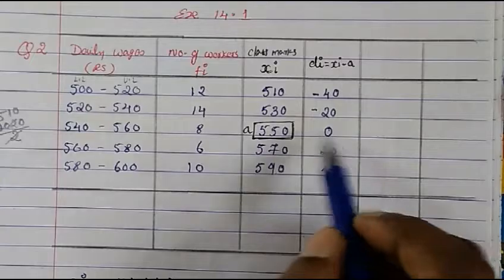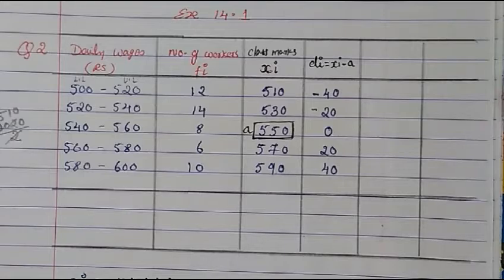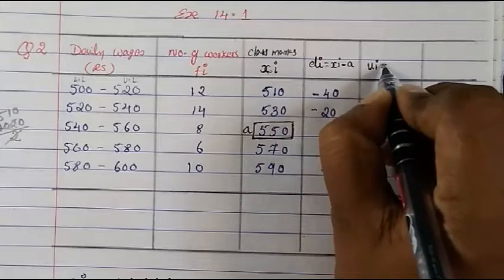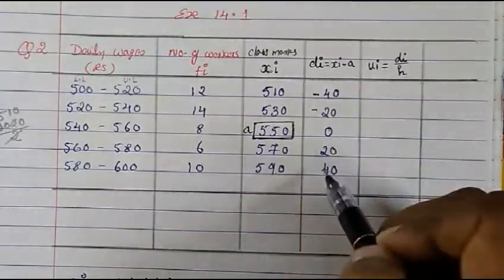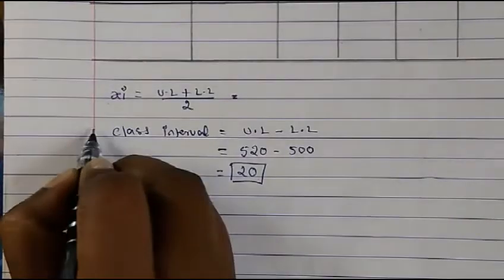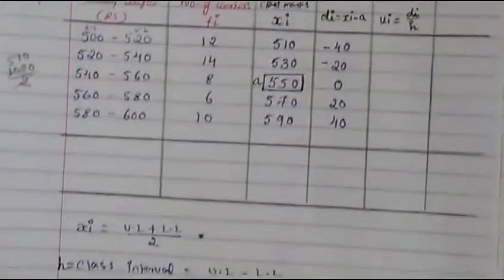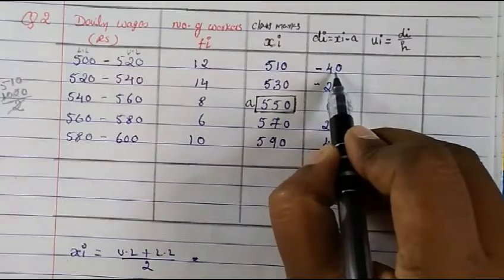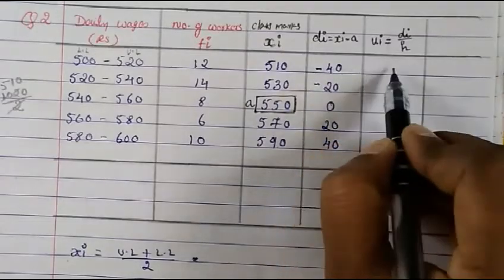Just put 0 here. And what is the class interval? Just write down the table. Okay. So that is di. So the next column we have to find out is ui. So ui is what actually? Di upon h. So what is di? This is di. So upon h. H is what actually? H is class interval. Class interval is h. So h is 20. So di upon h means minus 40 upon h, and class interval is 20, right? So 40 upon 20. So you have to divide and write it here.